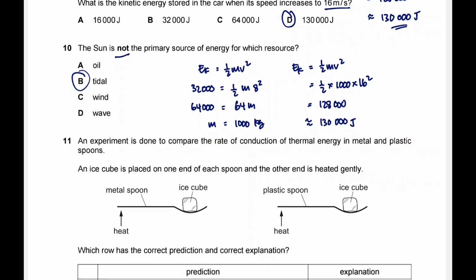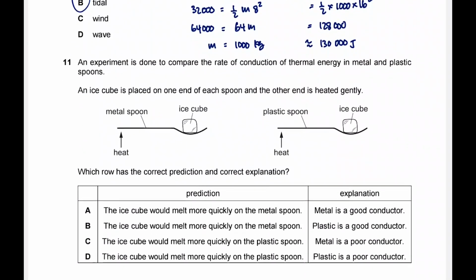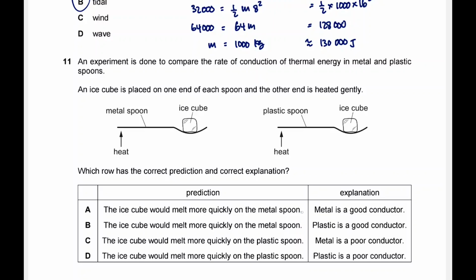Okay, continue to question 11. An experiment is done to compare the rate of conduction of thermal energy in metal and plastic spoons. An ice cube is placed on one end of each spoon and the other end is heated gently. Which row has the correct prediction and correct explanation? Let's see the options one by one. A. The ice cube would melt more quickly on the metal spoon. This is a correct prediction, and we predict that because metal is a good conductor.